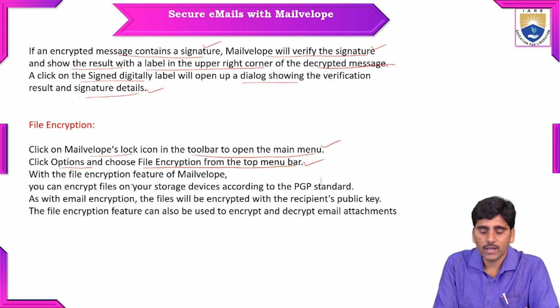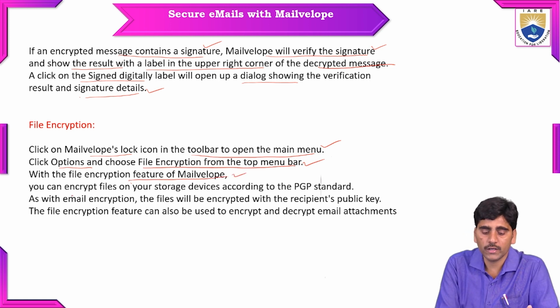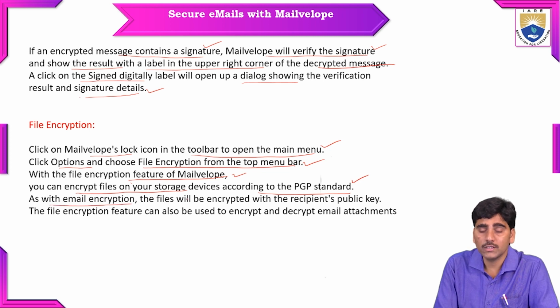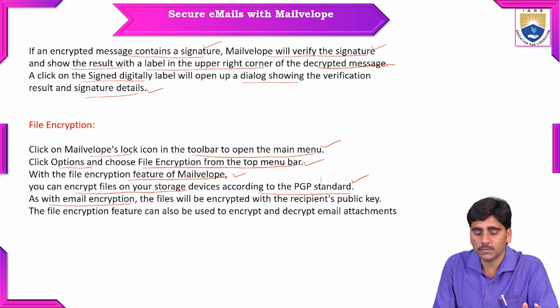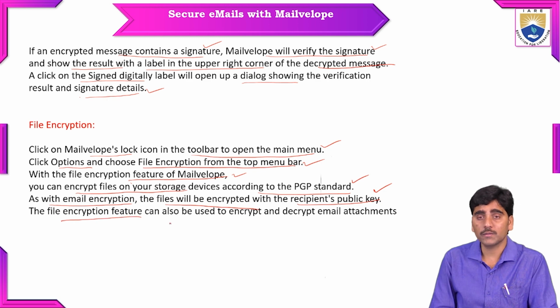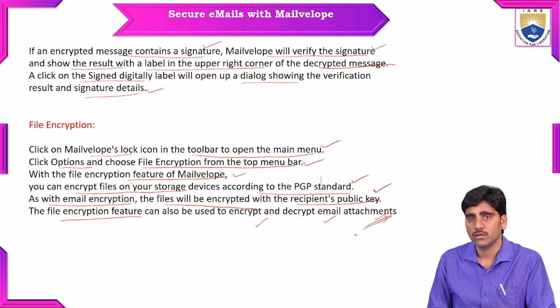With the file encryption feature of mail envelope, you can encrypt files on your storage devices according to the PGP standard. As with email encryption, the files will be encrypted with the recipient's public key. The file encryption feature can also be used to encrypt and decrypt email attachments.